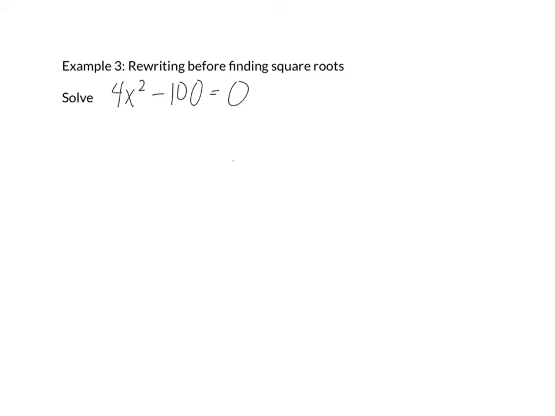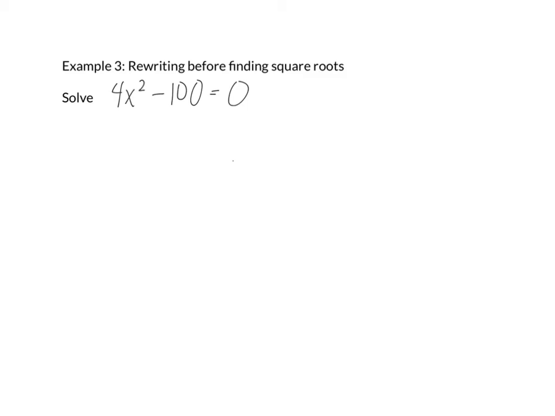Okay, example 3, we're solving by finding square roots. This is considered a quadratic equation. We have ax squared plus bx plus c. Basically, I have an equation where the highest degree of my variable is x squared, and there's only one variable. So we're actually going to do this by rewriting this.